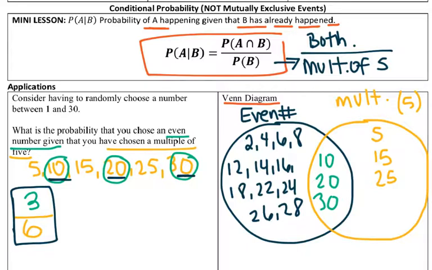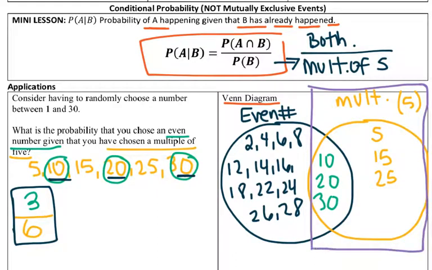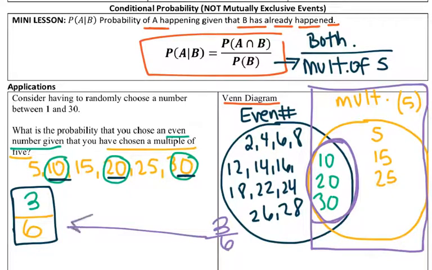So we'll notice that since we are given that it's a multiple of 5, we're really only focused on this portion of the Venn diagram. We can completely ignore anything that does not fall in either category. And of all of these numbers here, we want to know which ones are also even. So we're looking at this subset, which will be 3 out of the 6, which is the same thing that we have here. All right.